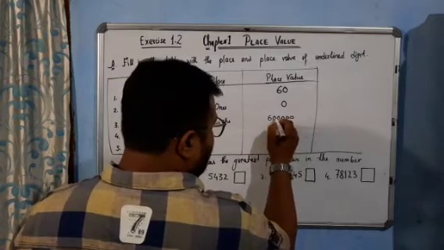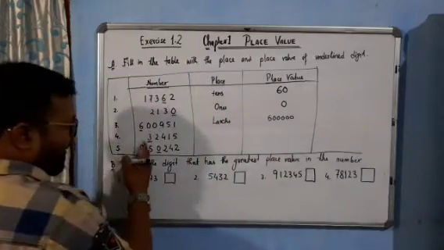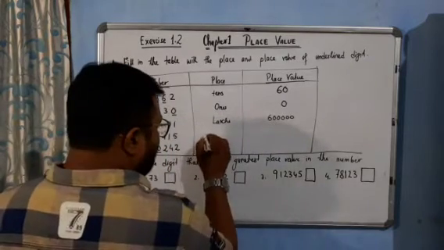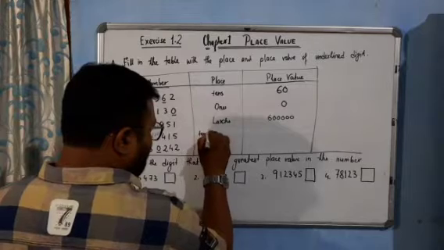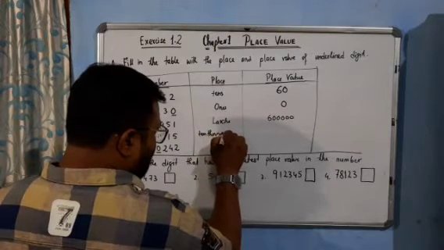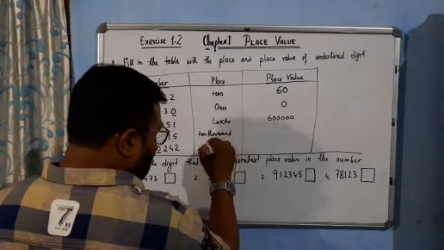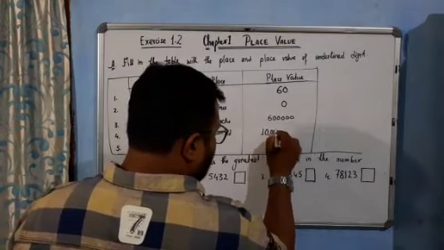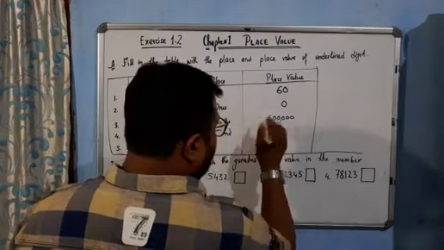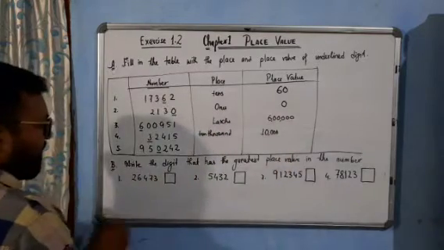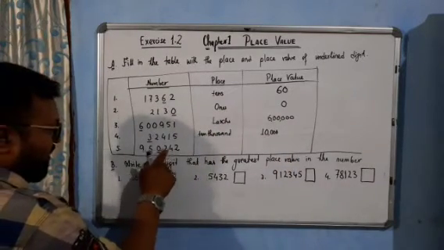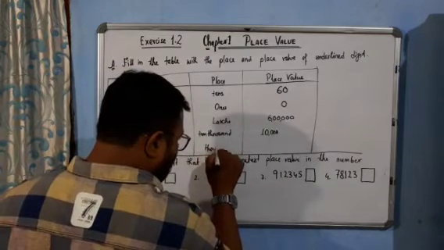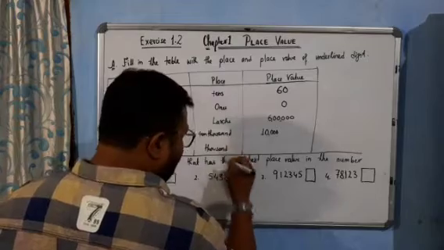1's, tens, 100, 1000, 10,000, lakh. 3 is in 1's, tens, 100, 1000, 10,000 place. So we will write 10,000 here also, like this. Anyway, 0 is in 1's, tens, 100, 1000 place, but the value will be 0.